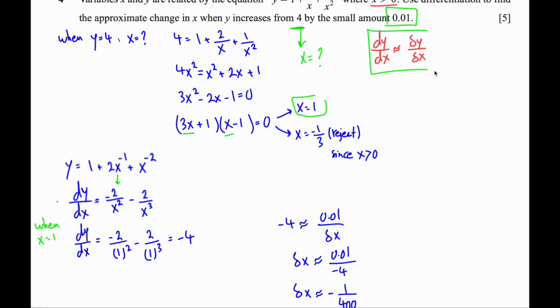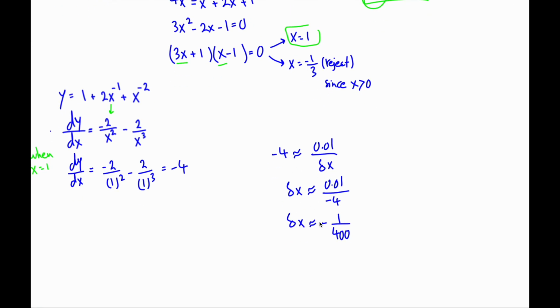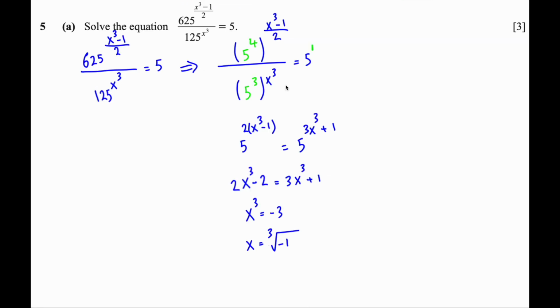Now this formula that I showed you at the beginning, the left hand side is complete, that's −4. The right hand side, I'm given the small increment for y, which is 0.01, but I have to find the small increment for x. And I can do that by simple cross multiplication and then divide 0.01 by −4, which results in −1/400.